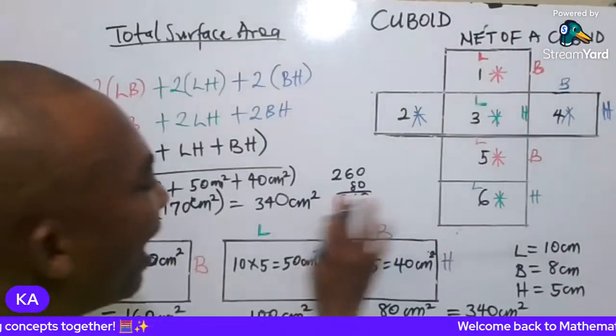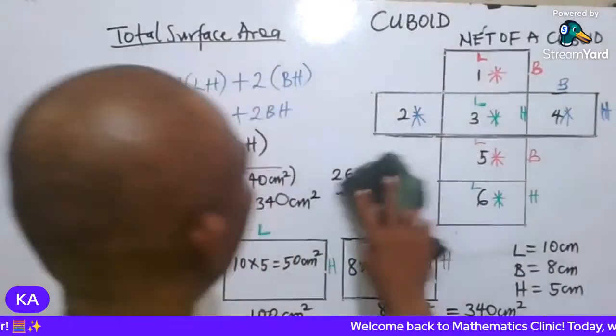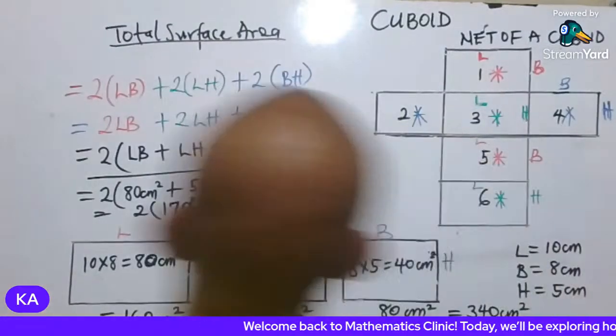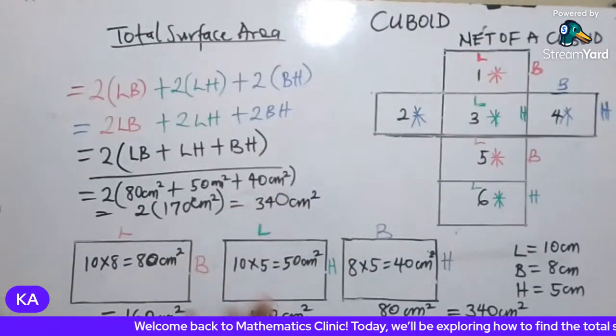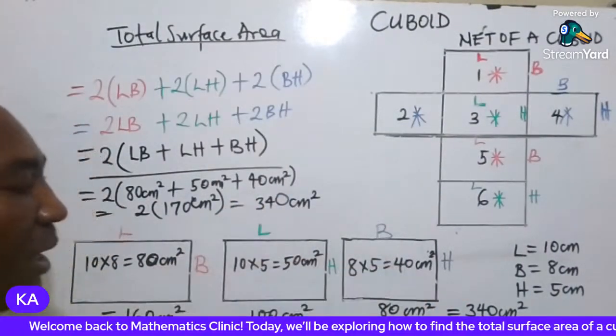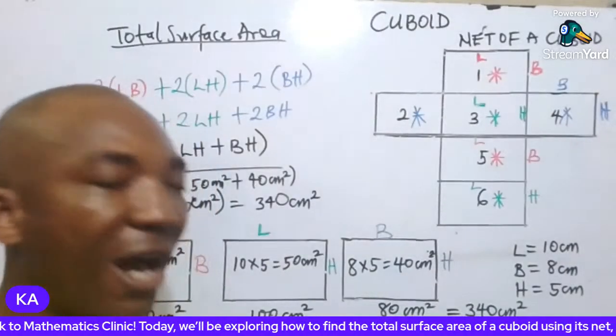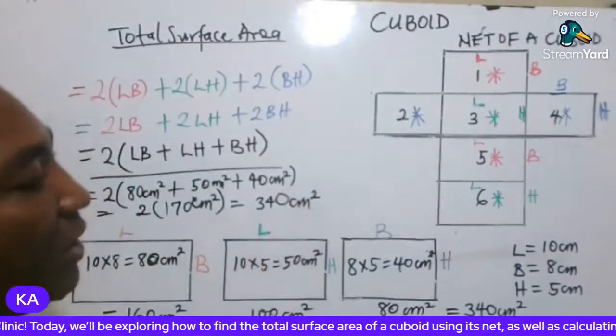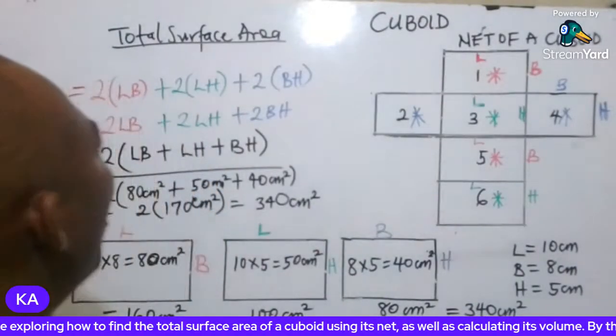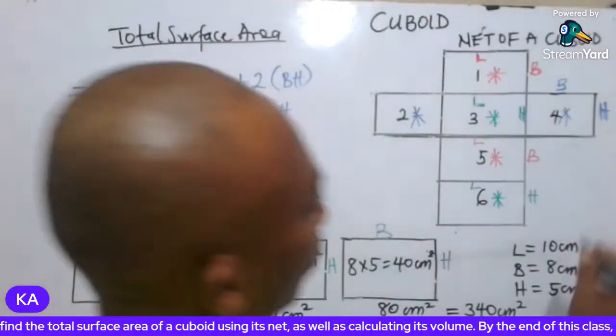Can you see it's the same thing? Yes. So you can use the formula, and you can also use this arrangement to find the total surface area of a cuboid.